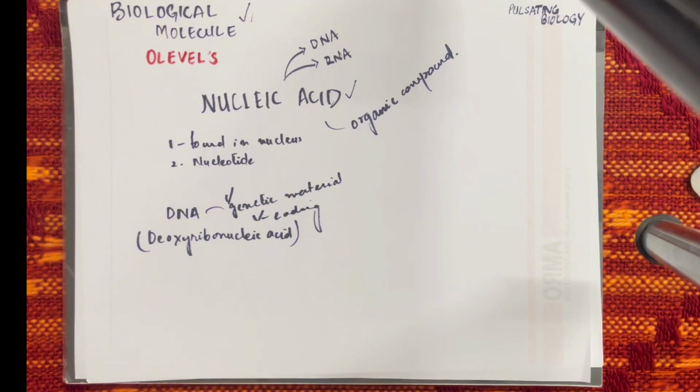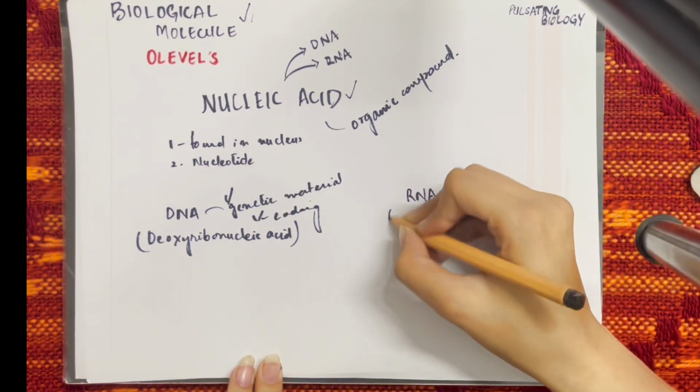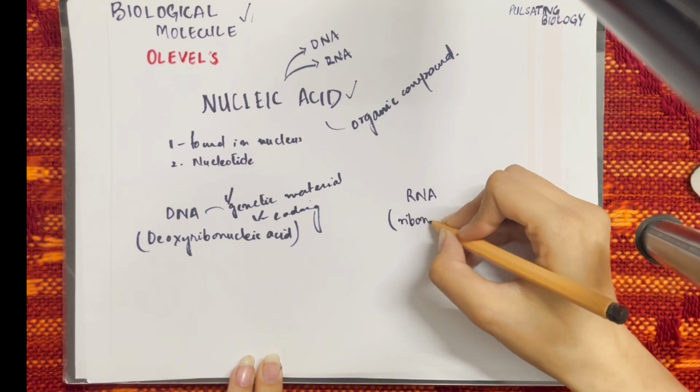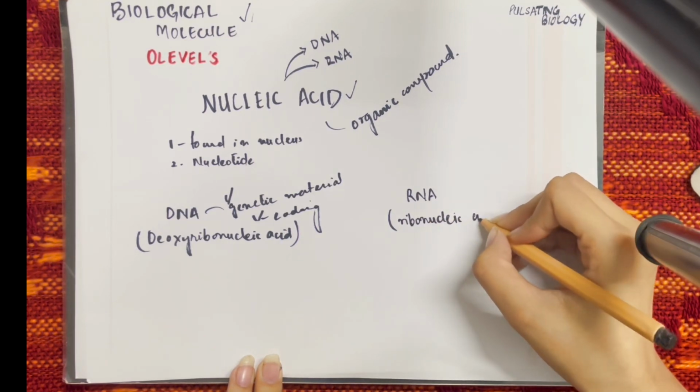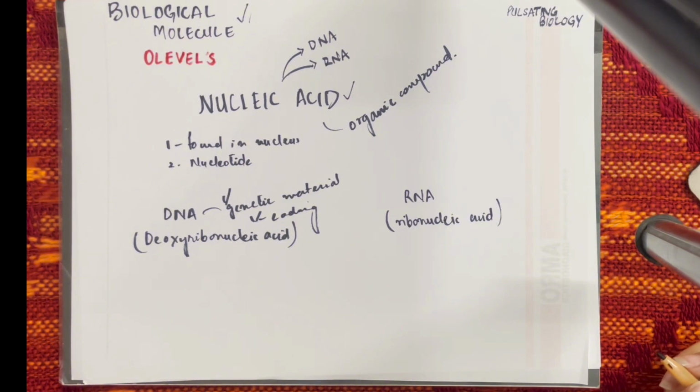Let's talk about the RNA. What you need to know about the RNA is that RNA stands for ribonucleic acid. It does not perform a very important function when it comes to the metabolic and the catabolic activities that take place along with the nucleic acid. All you need to know about is the structure of DNA versus RNA.